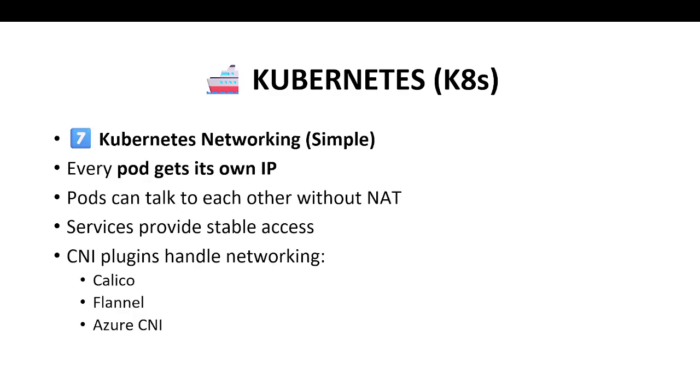Kubernetes networking. Every pod gets its own IP. So pods can talk to each other without NAT, internally. Services provide stable access. CNI plugins handle networking: Calico, Flannel, and Azure CNI. Kubernetes networking contains all these things.